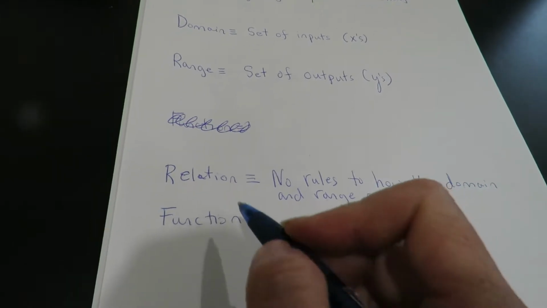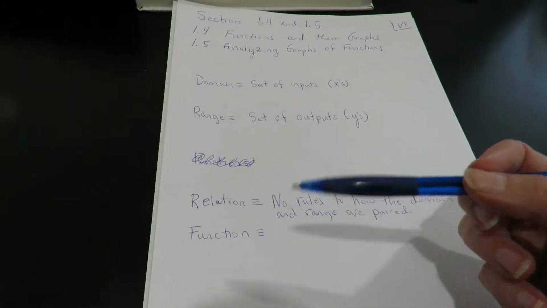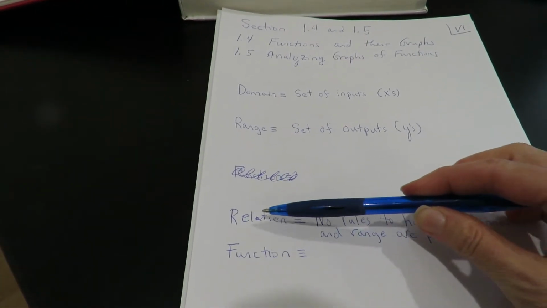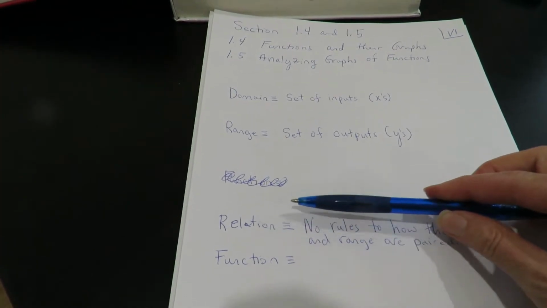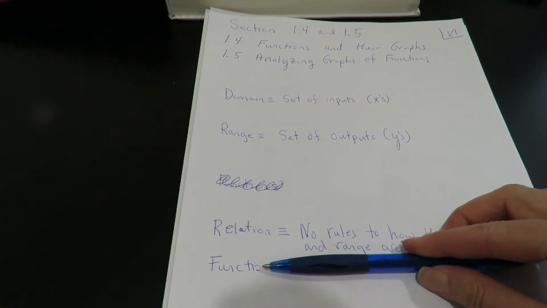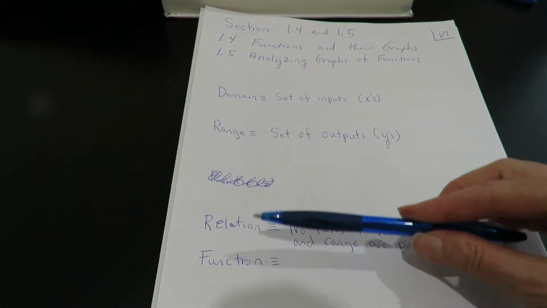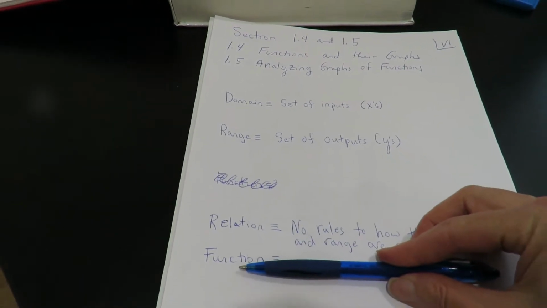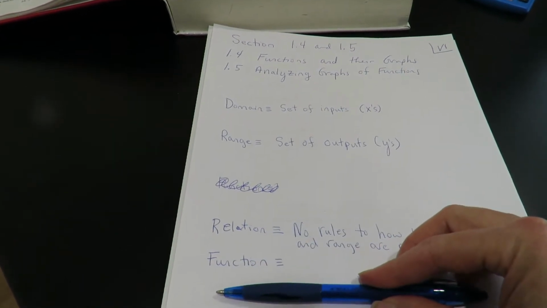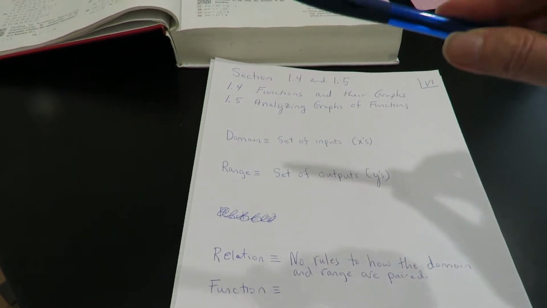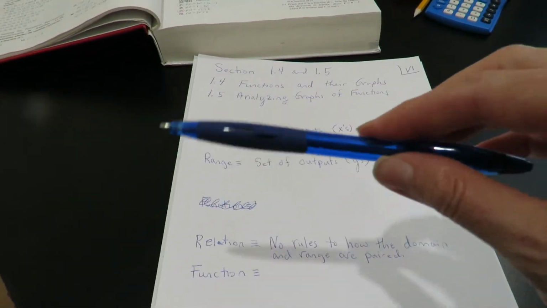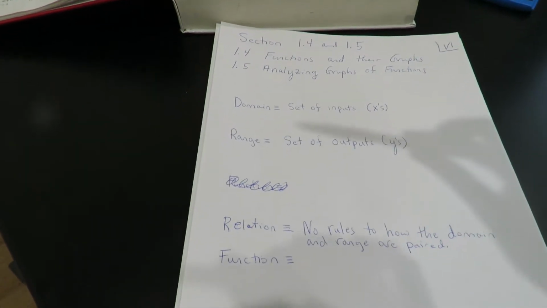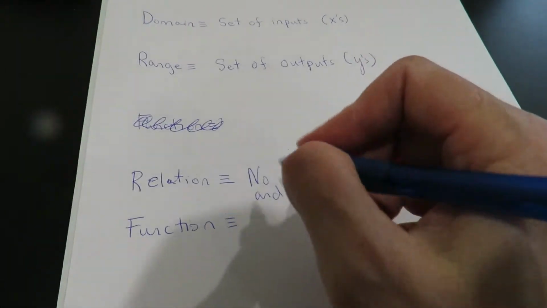Now, a function is a level up from a relation. If you think of relation as the first floor, the function would be like the second floor. This is now higher on the hierarchy. This is higher up. So a function has a rule to it.